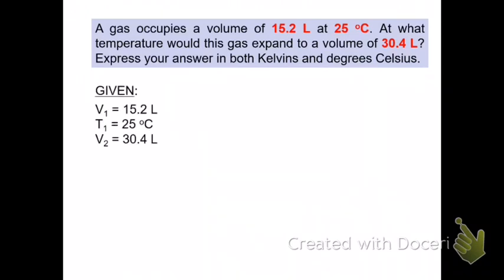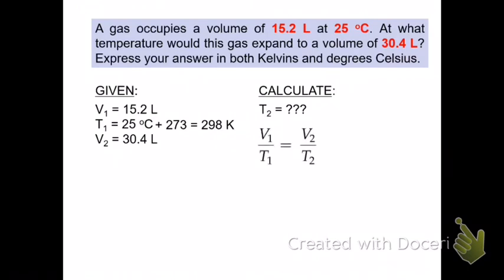We have the initial volume of 15.2 liters at a temperature of 25 degrees Celsius, so we must convert this to kelvins first. And then we're given the final volume of the gas, which is 30.4 liters. Okay, and so we're trying to find the final temperature. So converting the temperature first to kelvins gives us 298 kelvins.